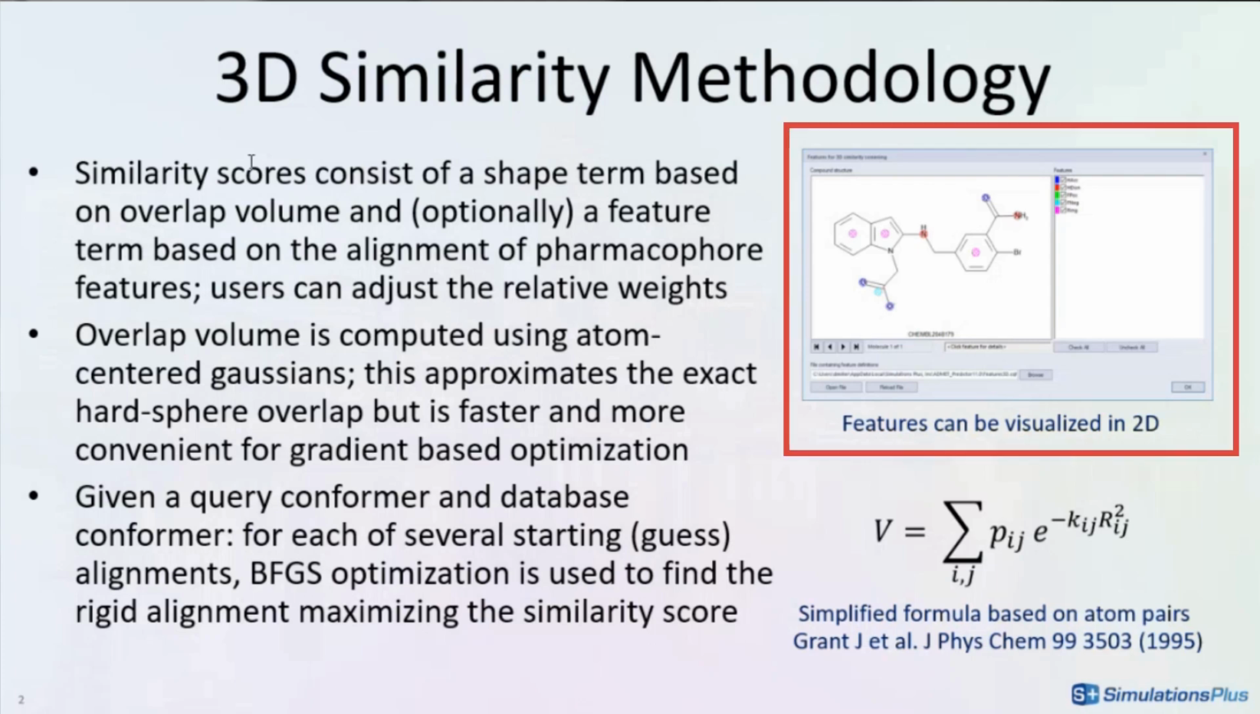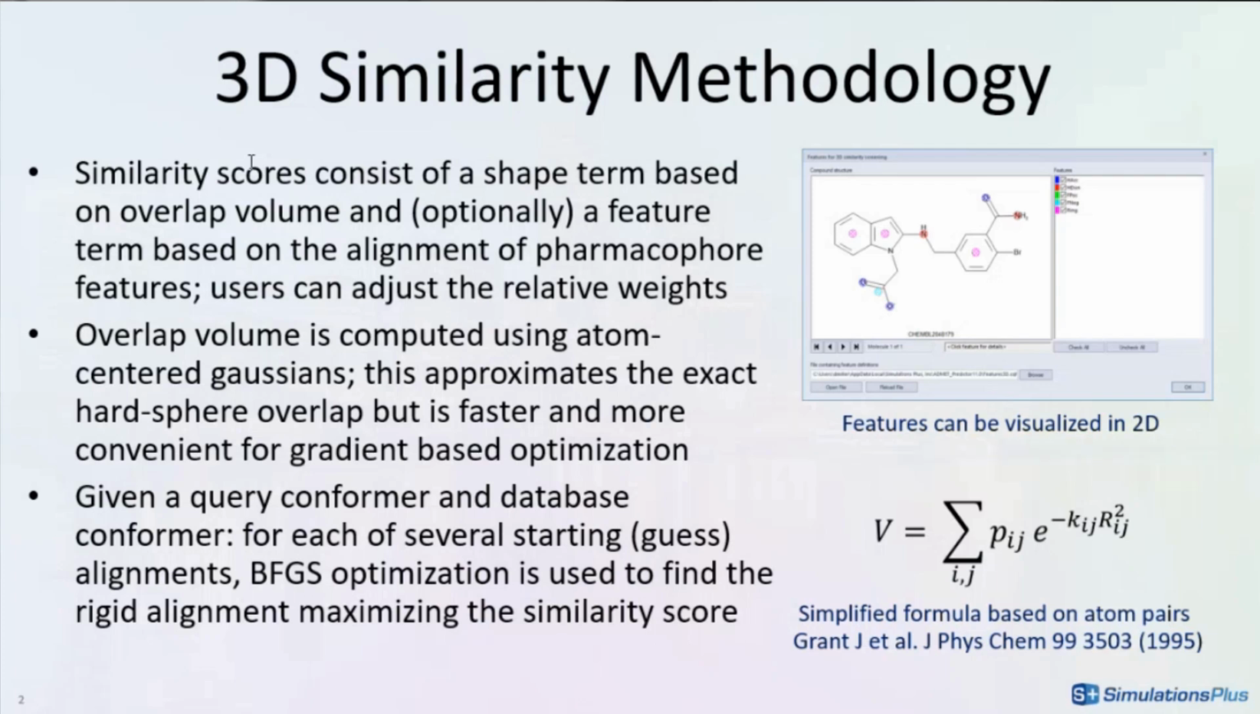This is showing the interface for visualizing the pharmacophore features that you define. I'll show this in a few minutes. And then there's a link here to a paper that describes the underlying mathematics behind the similarity scoring. I believe this is very similar to what's used in a lot of other commercial tools that have similar functionality for 3D shape and pharmacophore similarity screening.